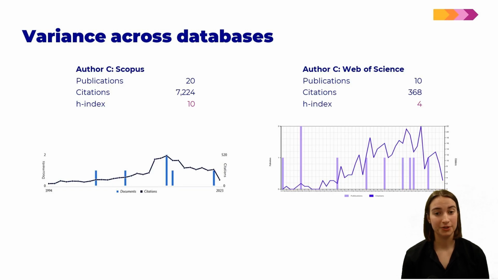Like all bibliometric indicators, the H-index depends on the database used to compute it. The more publications and citations a database indexes, the higher the H-index. Databases such as Scopus and Web of Science, as illustrated in this visual, will rely on different sets of publications and citations to calculate the H-index, meaning the H-index of the same author may vary across databases.